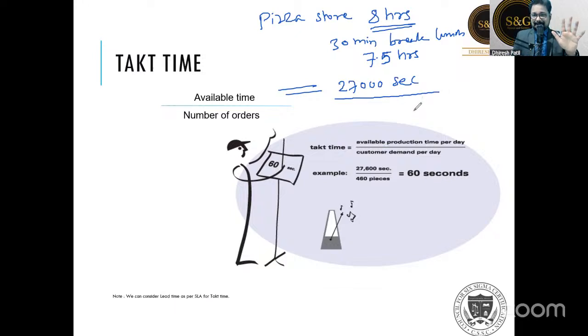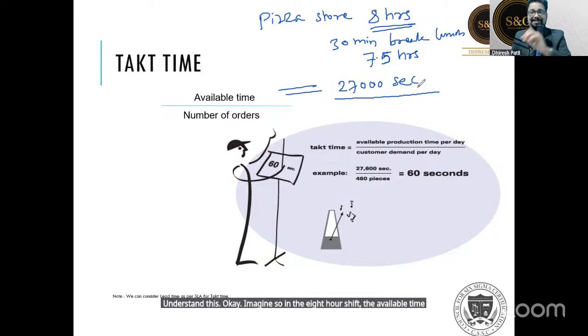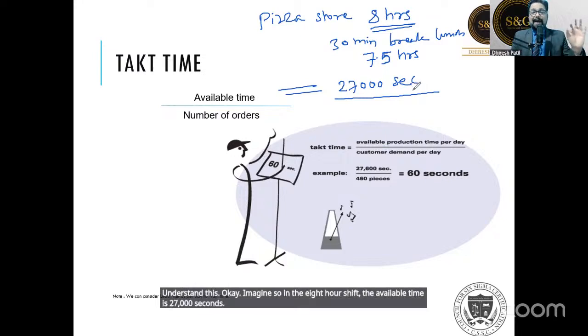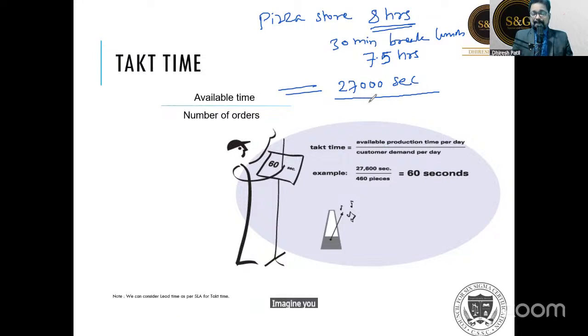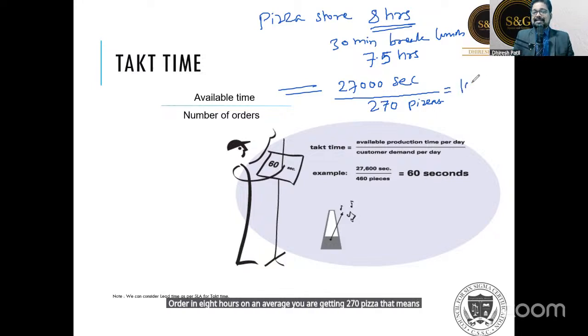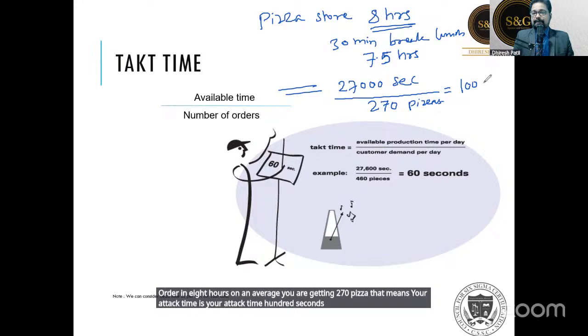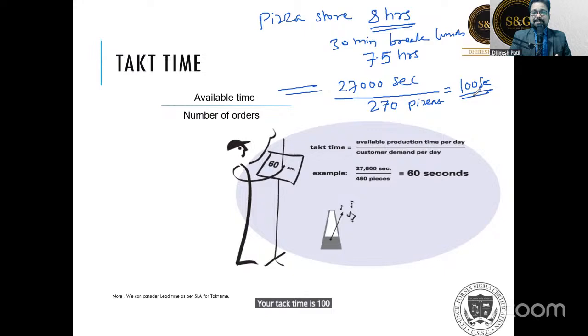Understand this? Okay. Imagine, in the 8-hour shift, the available time is 27,000 seconds. Imagine you are getting 270 pizza orders in 8 hours on an average. You are getting 270 pizzas. That means your takt time is 100 seconds. Everybody with me? Your takt time is 100 seconds. Everybody with me? Just type yes in the chat box.